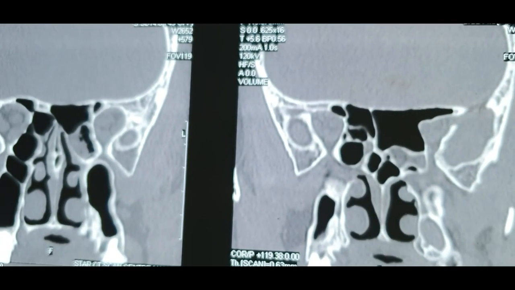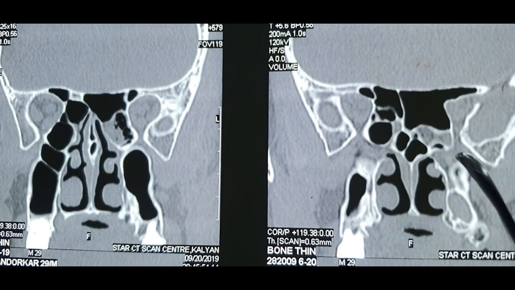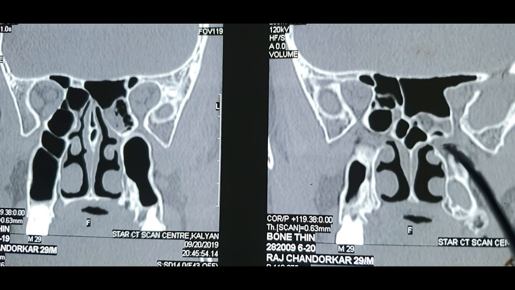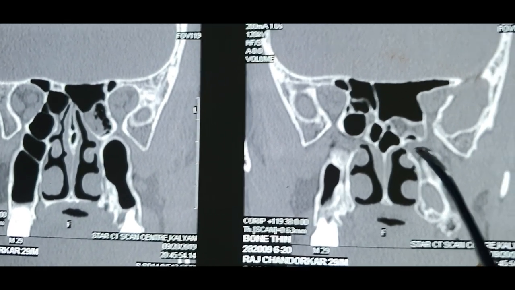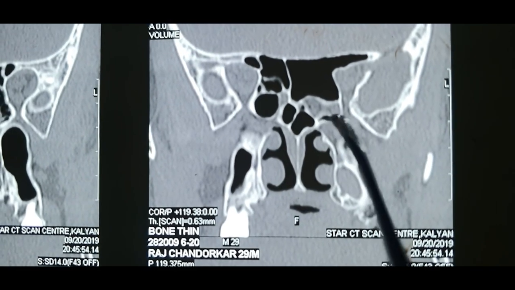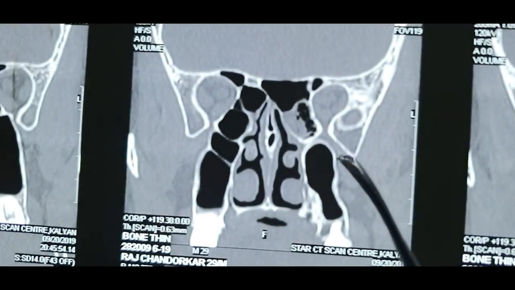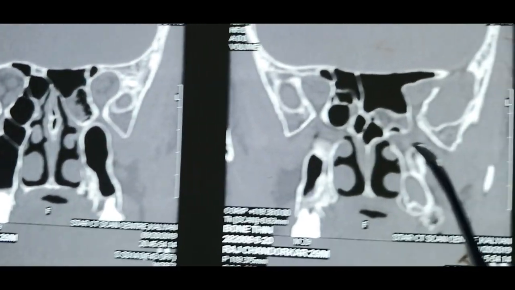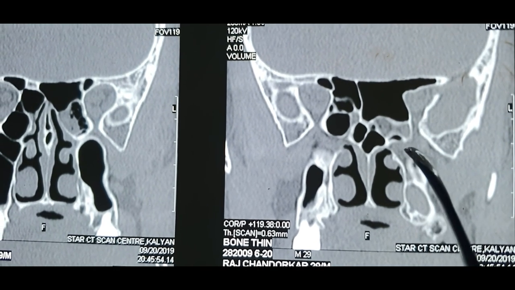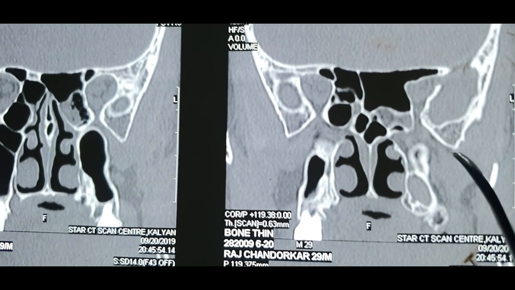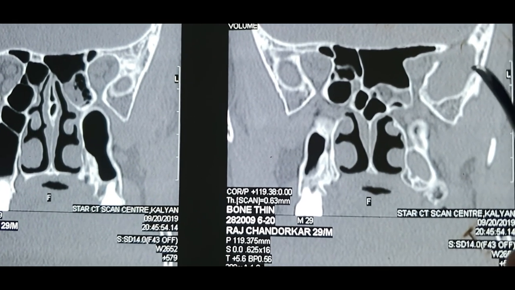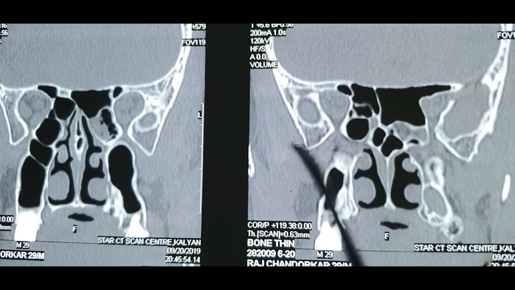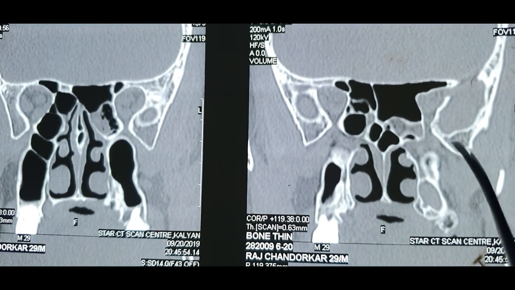Now if you go behind, that is the pterygopalatine fossa. I will still repeat, this is the region of the pterygopalatine fossa. This was the region of the sphenopalatine foramen. This is the pterygopalatine fossa here. This is the infratemporal fossa. This is the temporal bone. This is the posterior most part. This is actually a sphenoid bone, the frontal sphenoid bone. This is the lateral temporal. This is the infratemporal fossa.